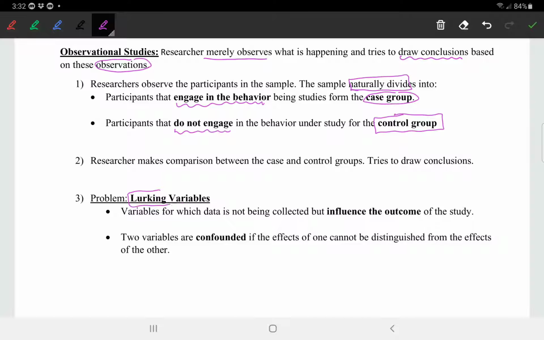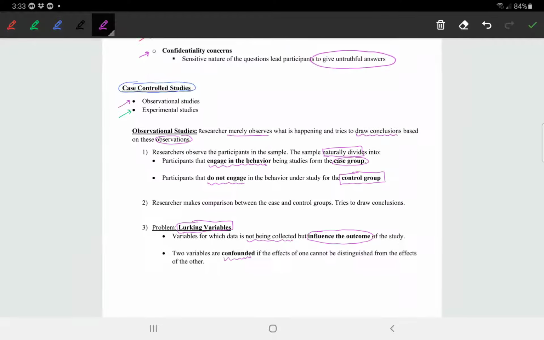The problem is called a lurking variable. Variables for which the data is not being collected, right? It's not the variable that's understudied, but there is some variable there that is influencing it. And if it influences the outcome of the study, but it's not directly being studied itself, that is called a lurking variable. Another word that we use is confounded, and two variables are confounded if the effects of one cannot be distinguished from the effects of the other. So we want to avoid lurking or confounded variables. Okay, so that's the observational study.